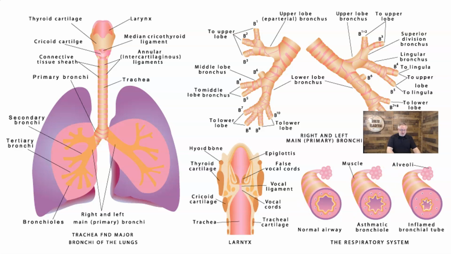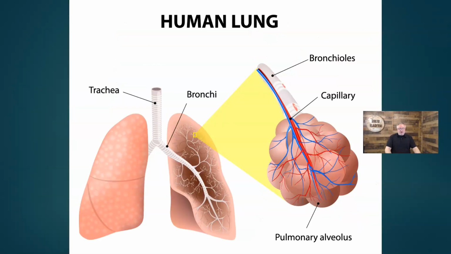Get to the next picture here. So this kind of just shows the same thing I was talking about before, where the trachea comes down and splits into the bronchi. Those branch further out into the bronchioles, which are going into our alveoli inside of our lungs.